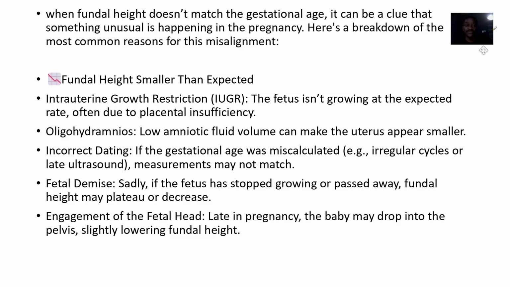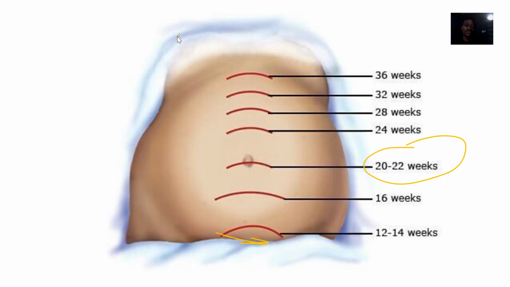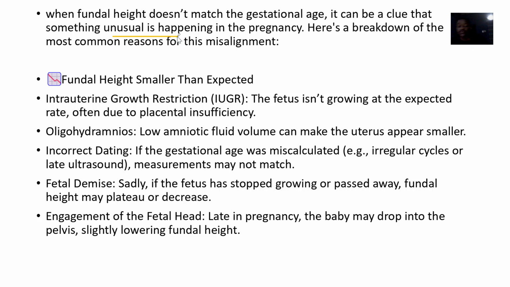So let's look at it. First, when fundal height doesn't match the gestation age, it can be a clue that something unusual is happening in pregnancy. Alright? So fundal height could be more than the gestational age. The fundal height is 30 centimeters and the woman is only 24 weeks pregnant. Maybe the fundal height is 26 centimeters and the woman is 30 weeks pregnant. So it could be smaller, it could be bigger. So what are the issues you are suspecting if it is smaller?